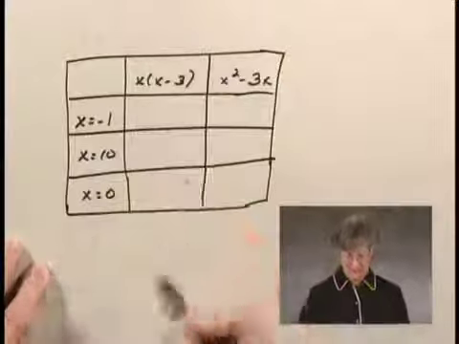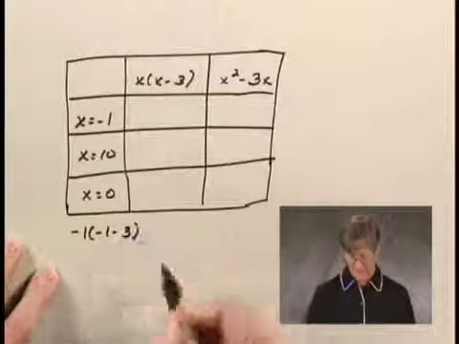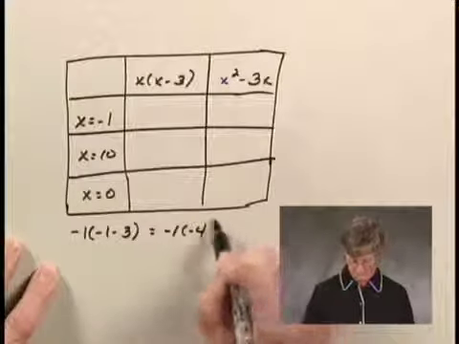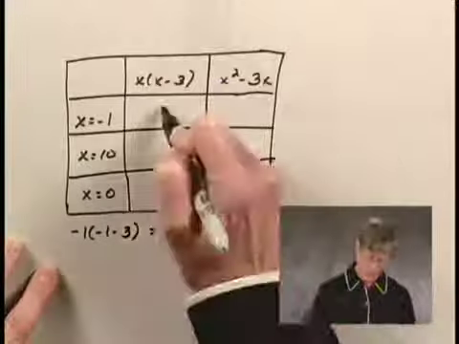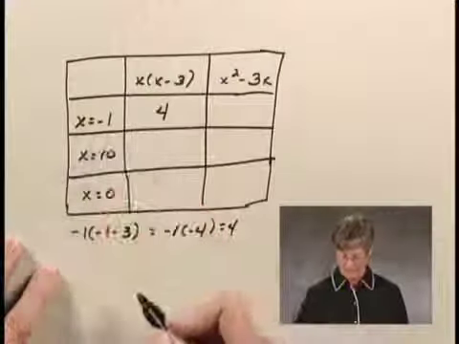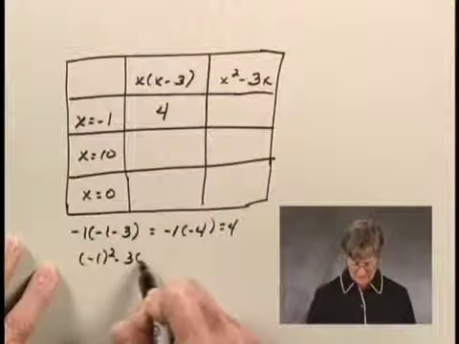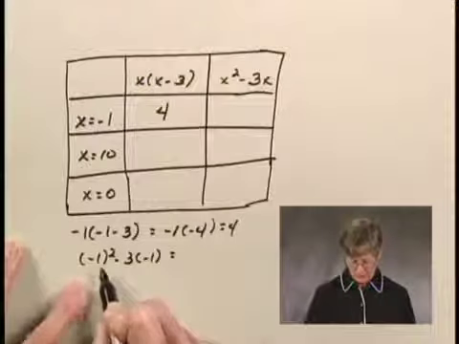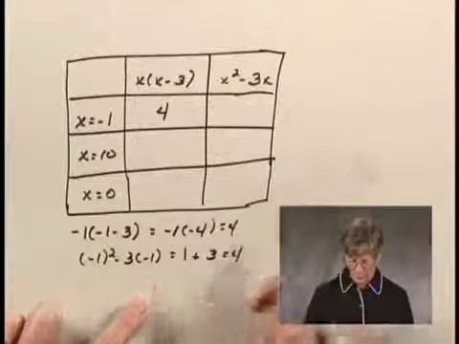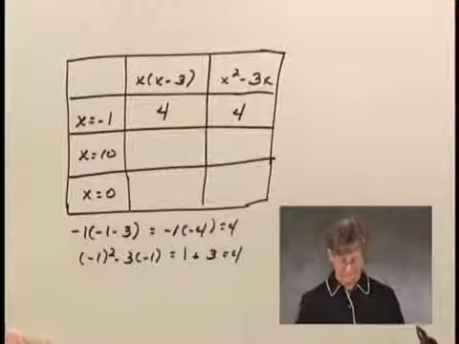When I have x times x minus 3, I would have -1 times -1 minus 3, which is -1 times -4, or 4. So we'd write 4 in the table here. When x is -1, I can evaluate x squared minus 3x as -1 squared minus 3 times -1, which is 1 plus 3, or 4. So the values of the two expressions are the same when x is -1.